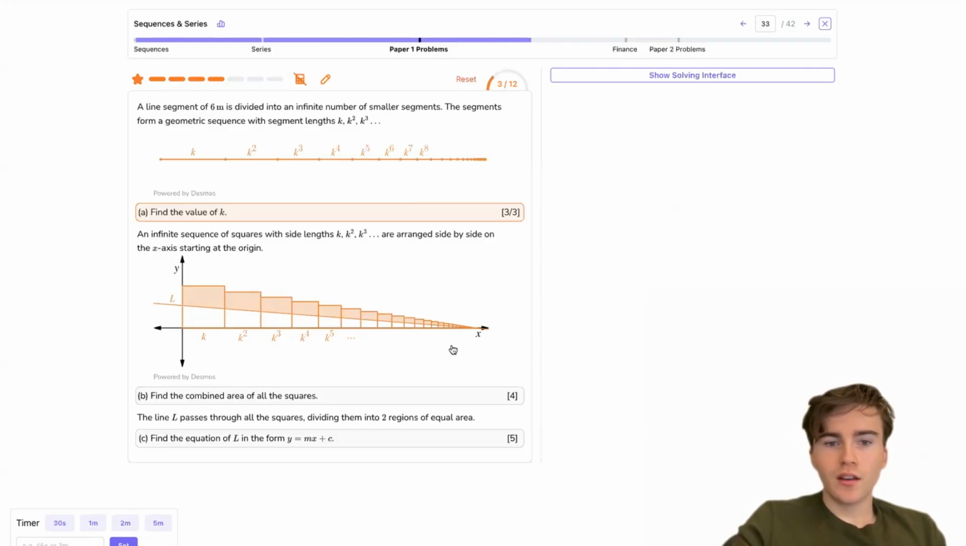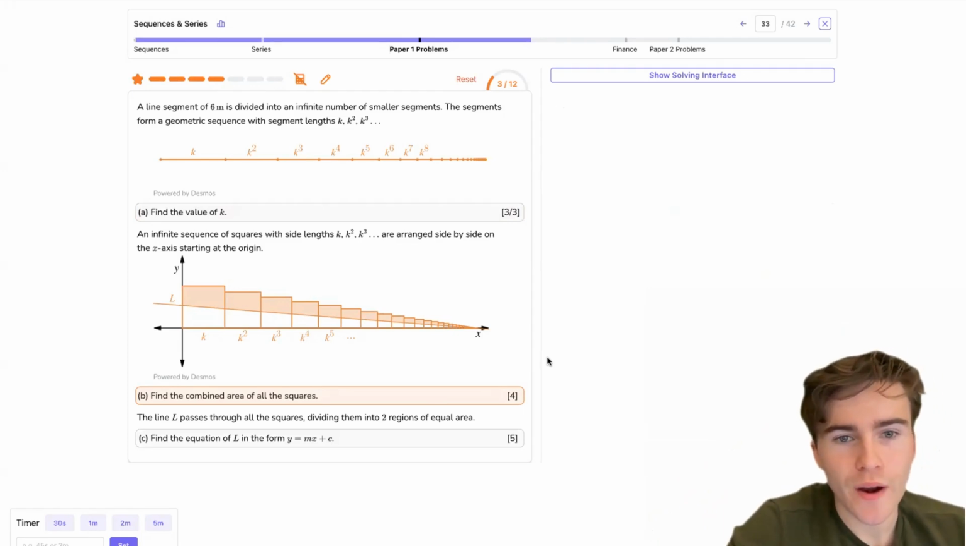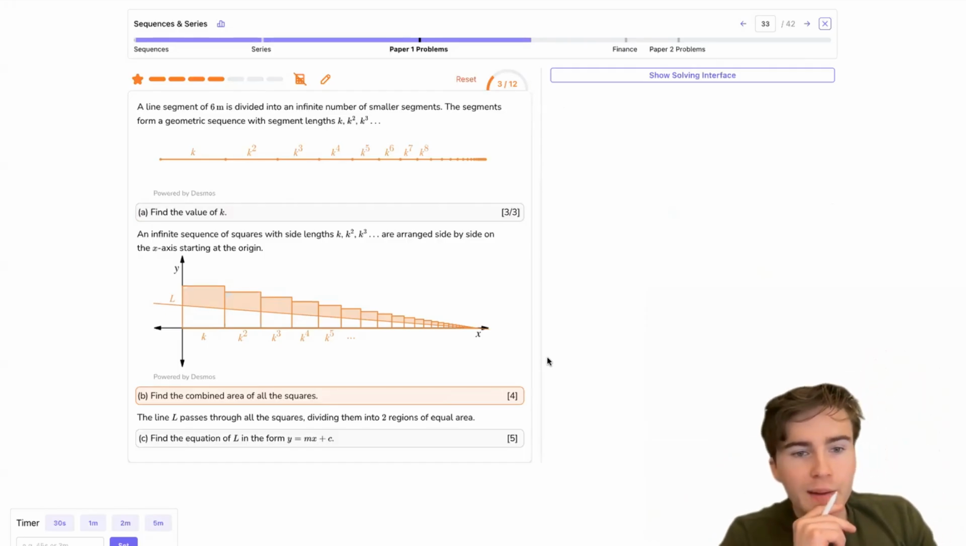Nice. All right, and now it's getting a little bit trickier. In part B, we have an infinite sequence of squares, and the squares have side length k, k squared, k cubed, etc. So we have the same diagram as we had above with the lengths, except now we're building squares with those side lengths, okay? And we're thinking about, in part B, the combined area of all the squares. Well, what's the area of a square? It's just the side length times the side length, because the side lengths are the same.